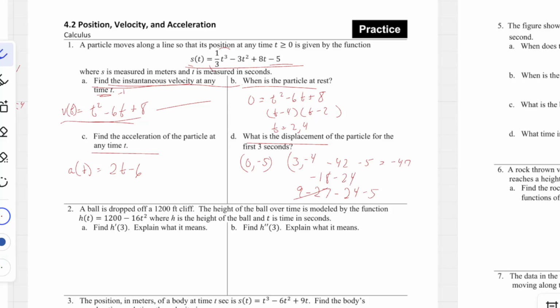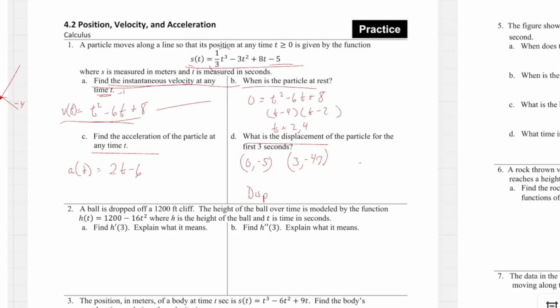Probably made a mistake trying to rush, but so the displacement is final position minus initial position. So in this case, it's minus 47 minus 5, so it's -42. Better check that one.